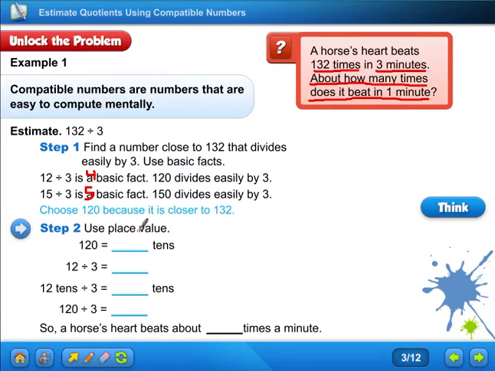So using place value, 120 equals blank tens. Remember, I always talk about those $10 bills. How many $10 bills would I need to get to 120? If you said 12, you're absolutely right. We're just taking that 0 off.